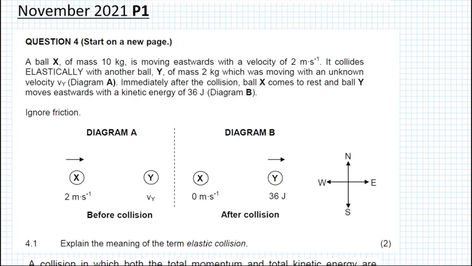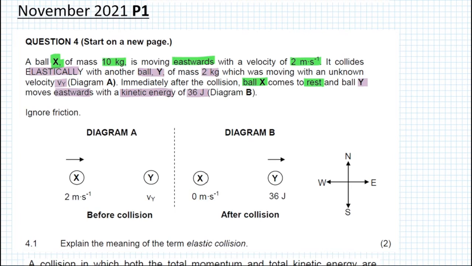Question number 4 reads, a ball X of mass 10 kilograms is moving eastwards with a velocity of 2 meters per second. It collides elastically with another ball Y, of mass 2 kilograms, which was moving with an unknown velocity which we are going to call Vy. We can consult diagram A to see a visual representation of what has just been stated. Then they say, immediately after the collision, ball X comes to rest and ball Y moves eastwards with a kinetic energy of 36 joules, and we can see this in diagram B.